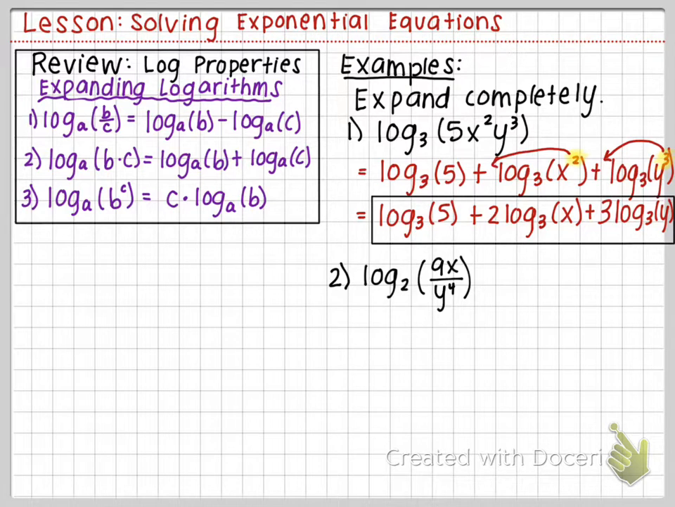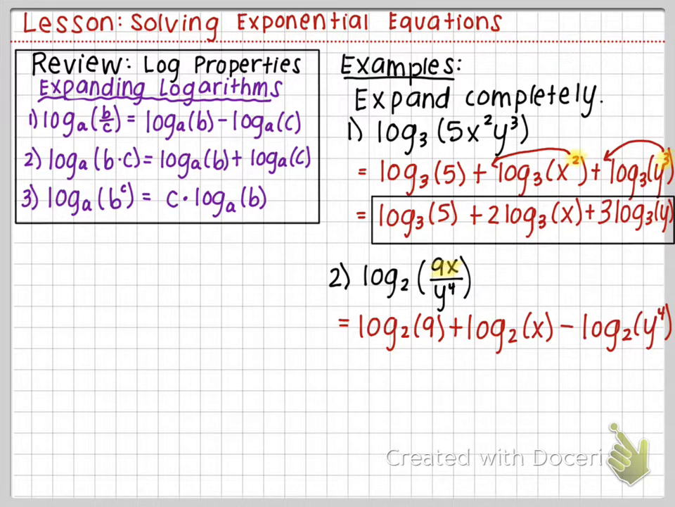Here it's division, so we know we're going to be subtracting. Now, this is actually really key. Do you see how there's a 9 and an x and a y to the fourth? A lot of people might say log base 2 of 9x minus this. But these are two separate terms, so it's going to look like this. Log base 2 of 9, and then plus, because this is multiplication up here. So 9x is multiplication, so plus log base 2 of x. And then this is where the division comes in. So now we're going to put our minus log base 2 of y to the fourth.